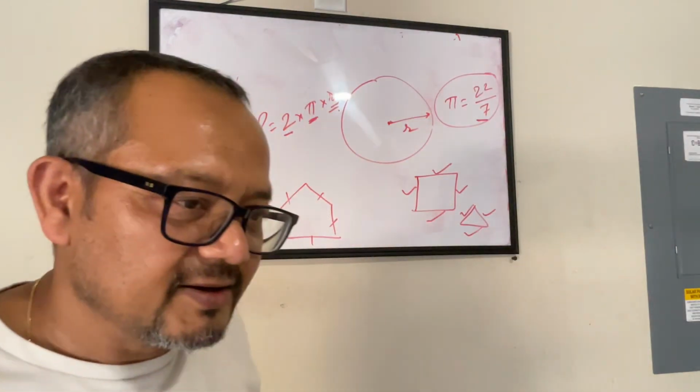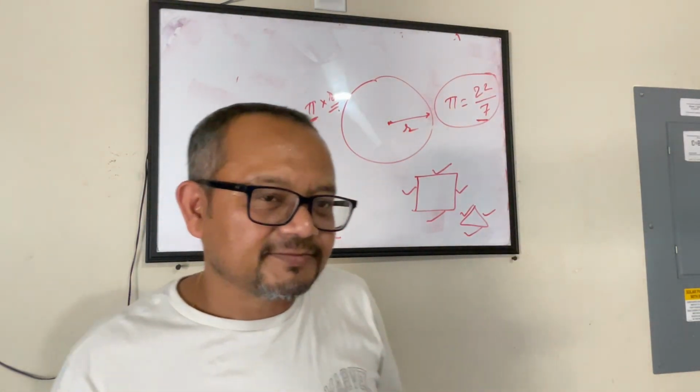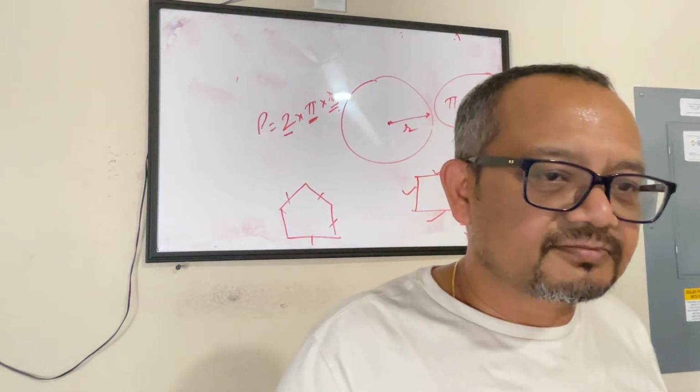What does a circle look like? Tell me what a circle looks like. The circle is the only one that has 0 vertices. 0 vertices, yep. Or maybe infinite vertices.